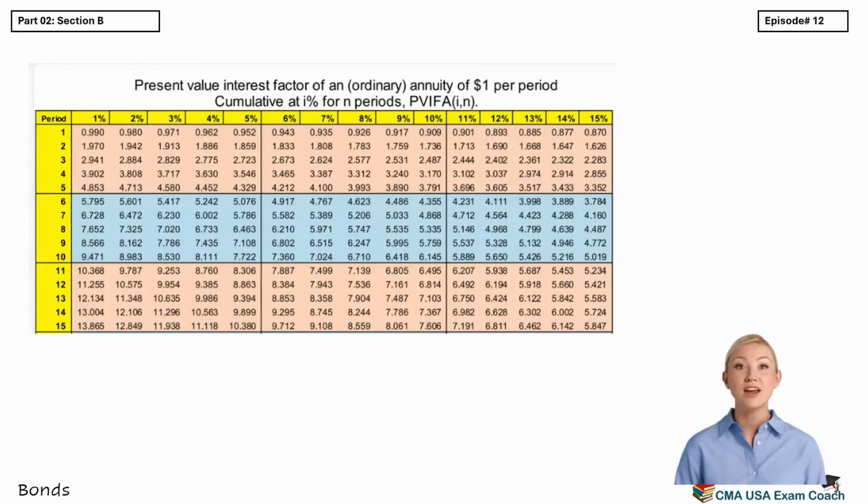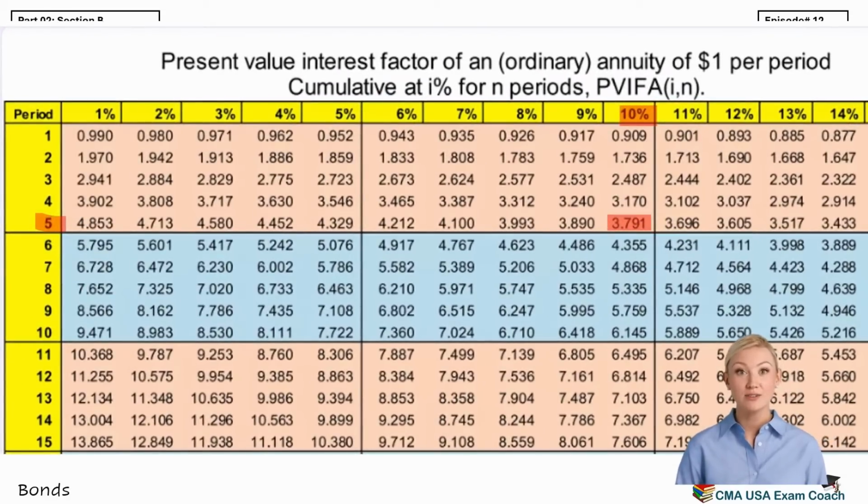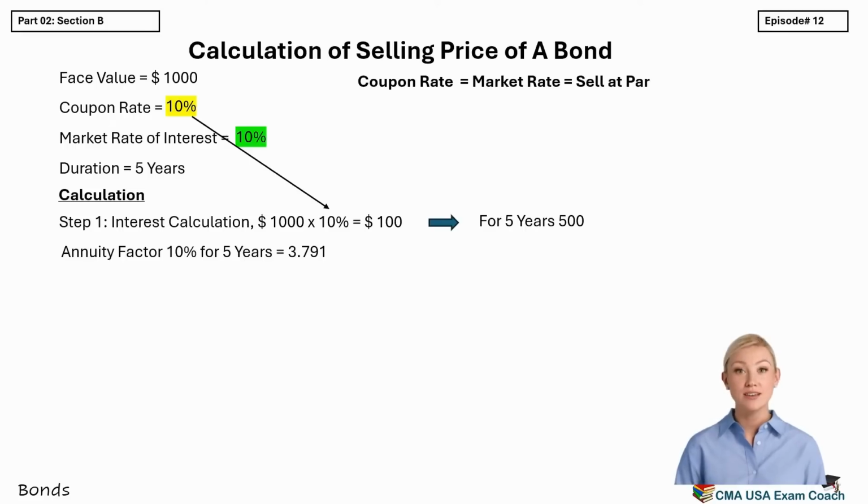We go to the present value annuity table and look under 10% for 5 years. The factor is 3.791. Now, multiply the $100 annual interest by the annuity factor, 3.791, and we get $379.10. This is the present value of all the interest payments.